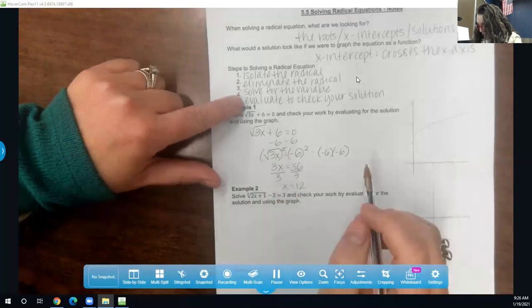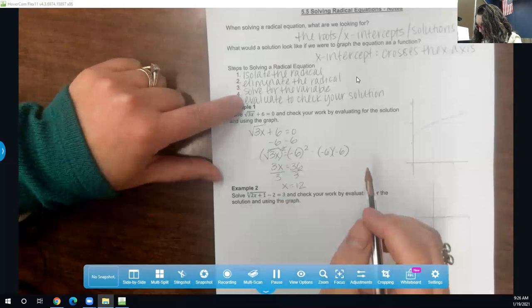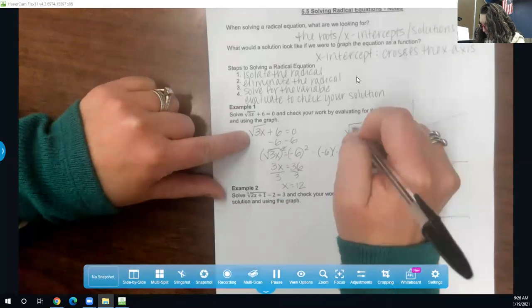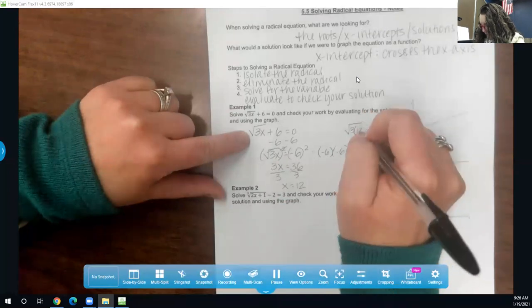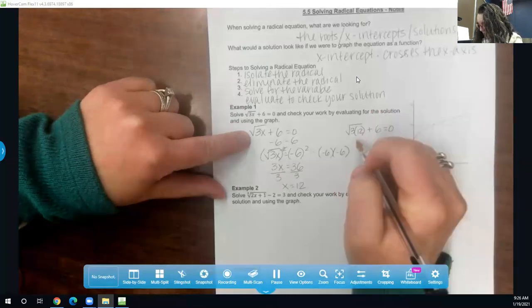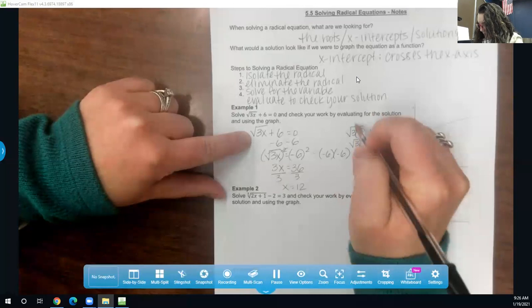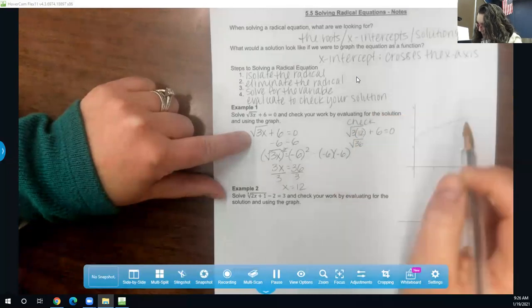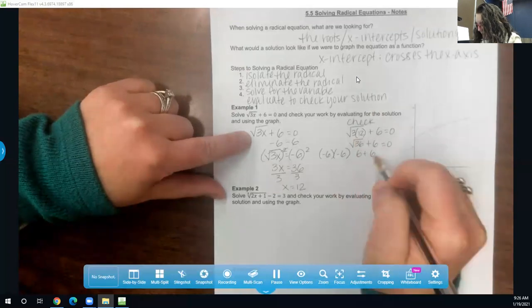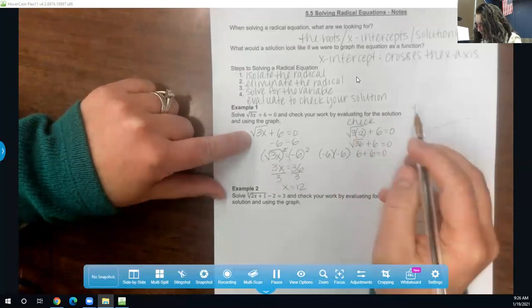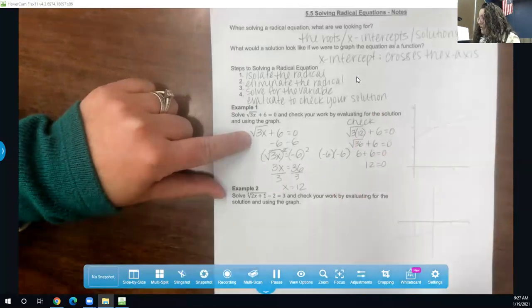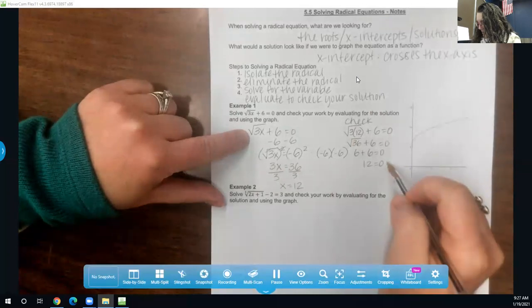Now, the important thing here is that we need to evaluate to check our solution. So let's see, when we plug it back in here, I'm going to plug in 12: the square root of 3 times 12, add 6 equals 0. 3 times 12 is 36. We'll call this the check. The square root of 36 is 6. 6 plus 6 here is 12. It's not 0, is it? It sure is not. So this does not check out.